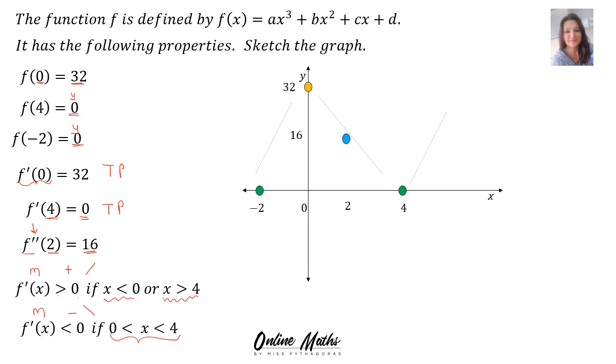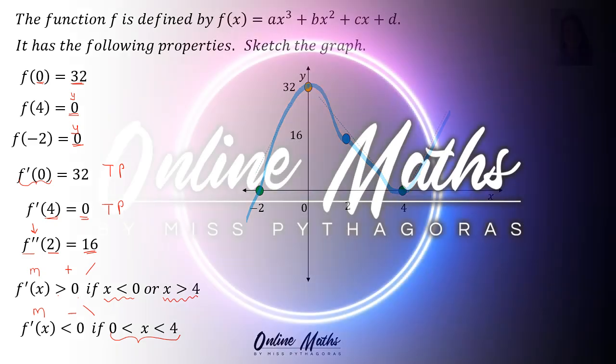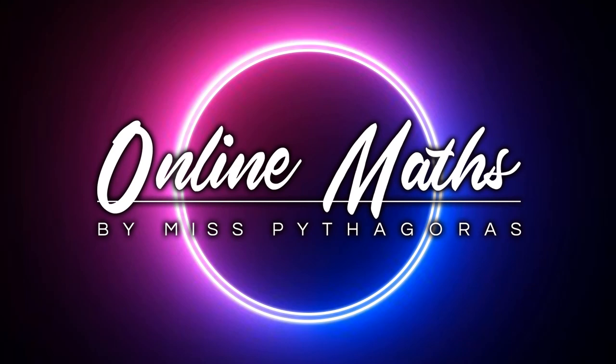It has to cross -2. It will cut and turn at 0 and 32. It has to pass the point of inflection, and there at the point 4 and 0, your graph will turn. Now you know how to sketch a more complicated cubic function.